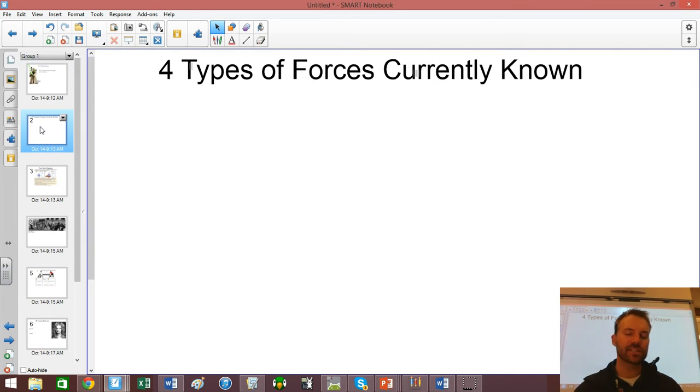Now, your book defines forces. It says that there are two types of forces: a contact force, where you physically touch something, and a non-contact force like gravity or magnetism. That's not the way the scientific community currently lumps forces. We currently understand four forces.